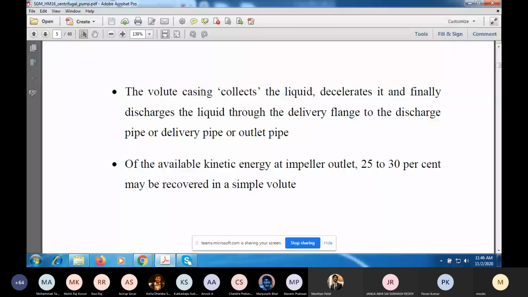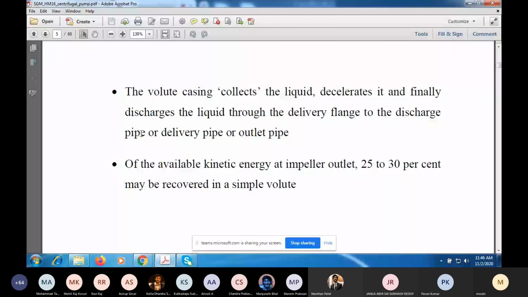So the volute casing will collect the liquid, decelerate it, and finally discharge the liquid through the delivery flange, through the delivery pipe or discharge pipe or outlet pipes. So see that these are equivalent terms. Outlet pipe, discharge pipe, delivery pipe, they all mean the same thing.